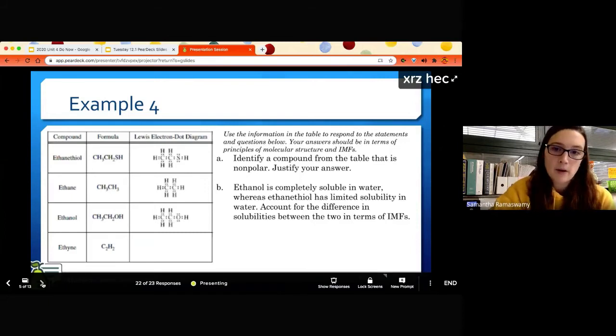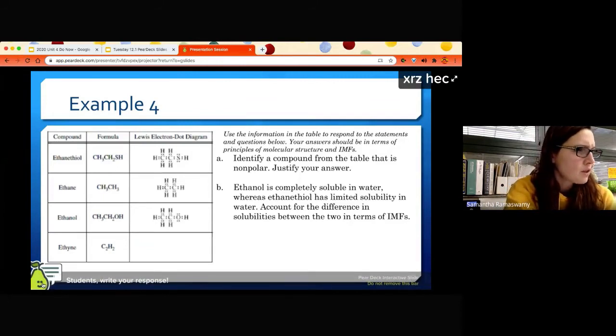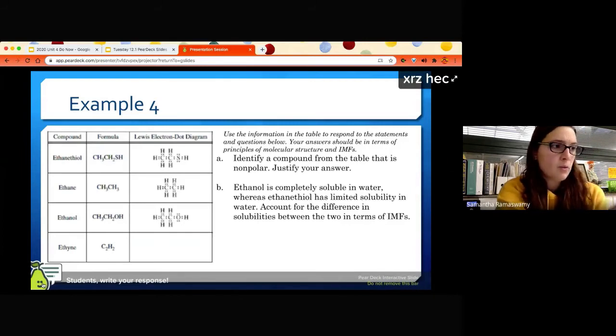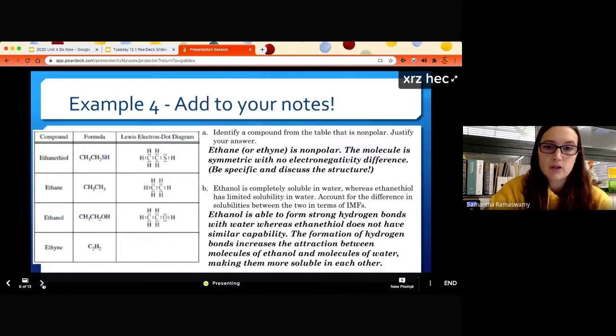Whether you talked about there's no dipole moment, or whether you talked about it being symmetric, either one of those works. And then for part B, ethanol is completely soluble in water. So why? We want to account for these differences. One response I saw said ethanol can form hydrogen bonds with water. Ethane thiol cannot. So the stronger attraction due to the hydrogen bonds causes ethanol and water to mix. There's another one: ethanol is hydrogen bonding, whereas ethane thiol has dipole-dipole. The difference in the strength of the intermolecular forces makes the difference in solubility because hydrogen bonding makes ethanol more soluble. So a lot of good responses here.